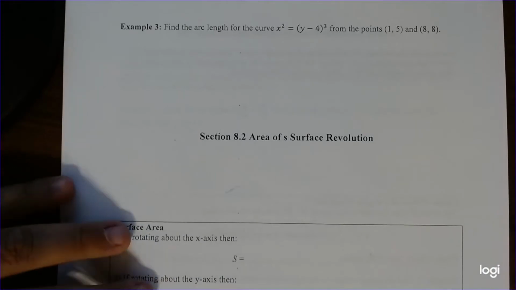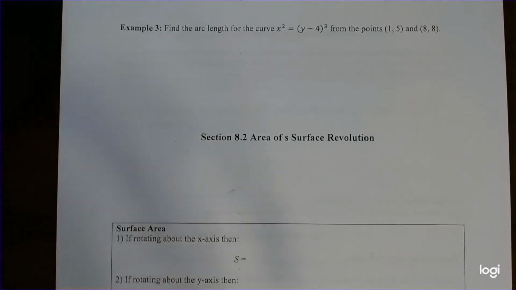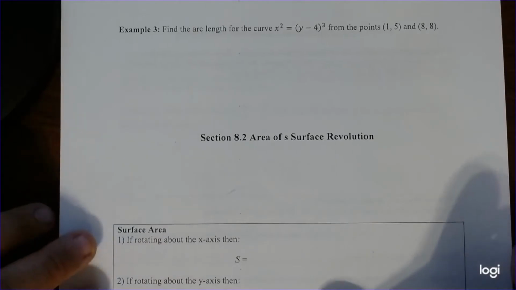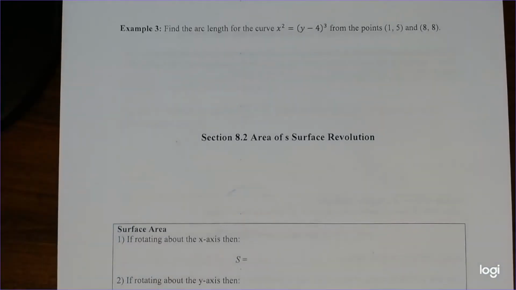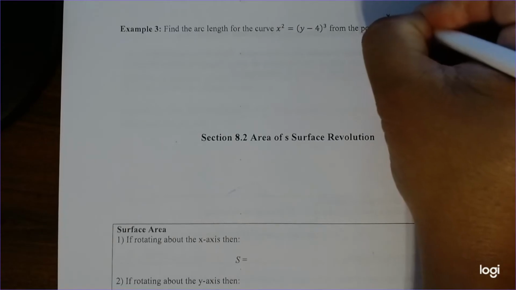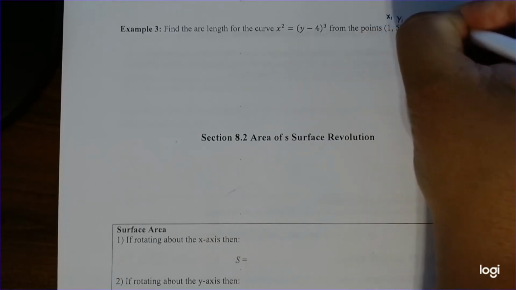So find the arc length of the curve x squared is equal to (y minus 4) to the 3rd power from the points (1, 5) and (8, 8). Now in this situation, they actually give you a choice of what you want to do. You can either solve for y or solve for x, because they gave you the points in either case, right?